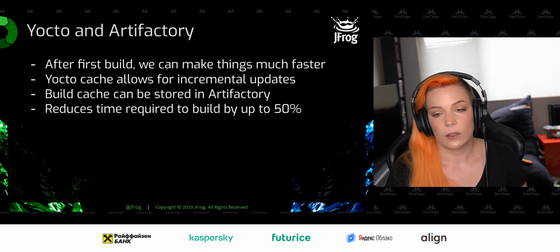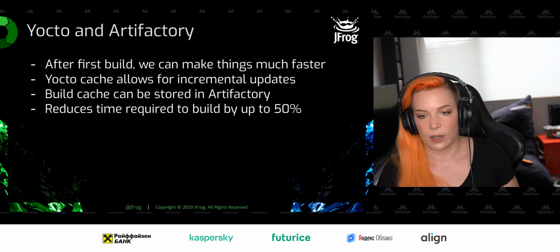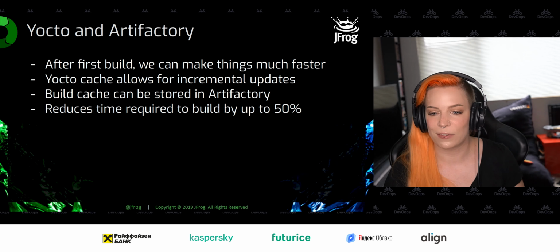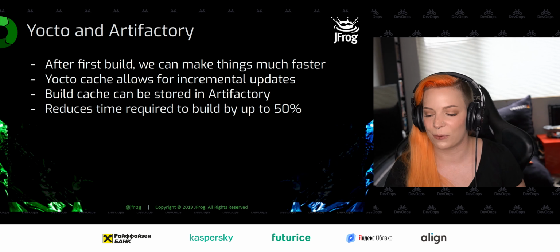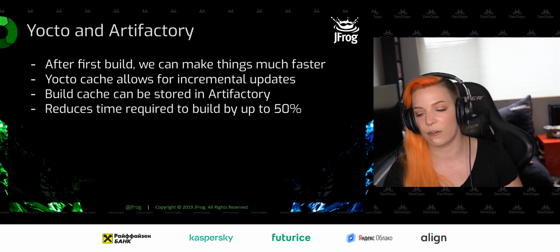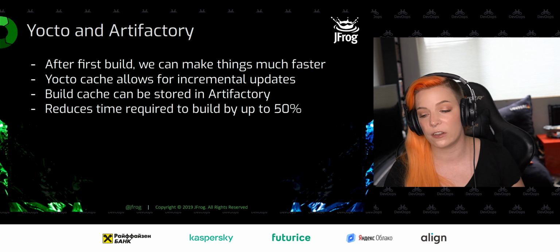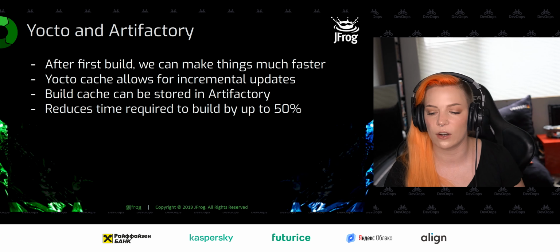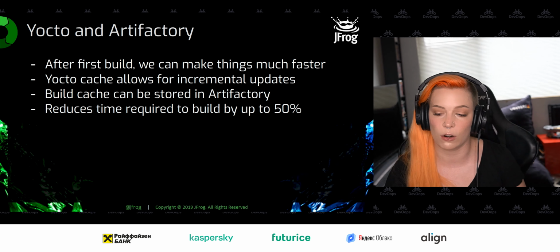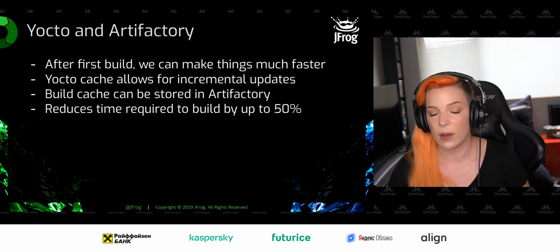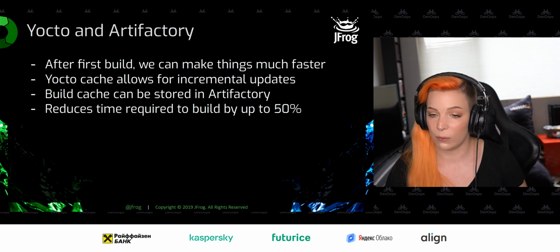The first build will take a while, no matter what. We're building an entire operating system, so there's not really a way around the first one being time consuming, but we can speed things up drastically for future builds. Yocto caches everything it downloads during a build, which allows for incremental updates. If you have it use this build cache, then it'll only rebuild what's changed.